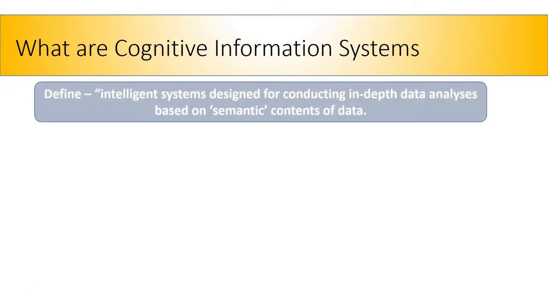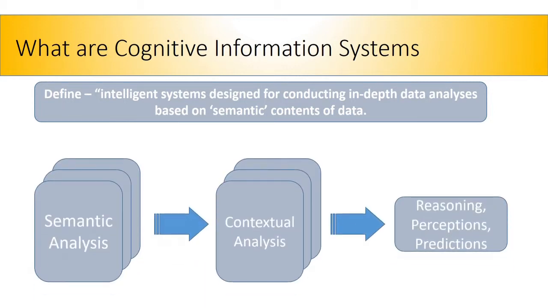Thus, we can define cognitive systems as intelligent systems designed for conducting in-depth analysis based on semantics, contents of the data. The algorithm-based semantic analysis essentially provides the broad information of contextual analysis, constituting the reasoning, situations, predictions, etc. And this contextual analysis that builds the system's perceptions get better as the system learns by themselves.